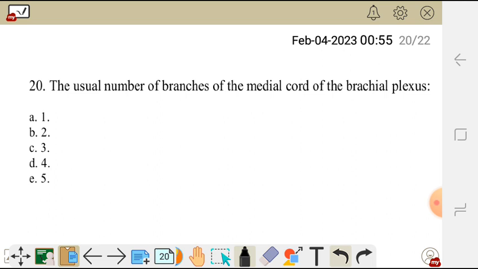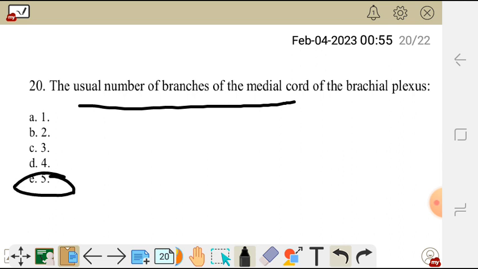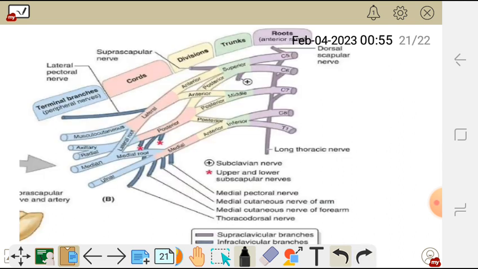Then let's go to question 20. The usual number of branches of the medial cord of the brachial plexus: A 1, B 2, C 3, D 4, and E 5. The usual number of branches of the medial cord is 5. So let's count them.